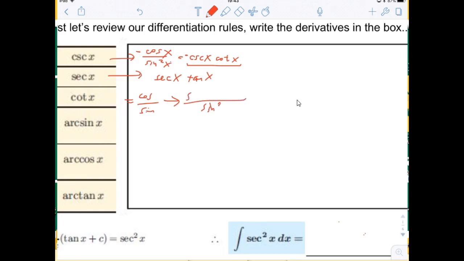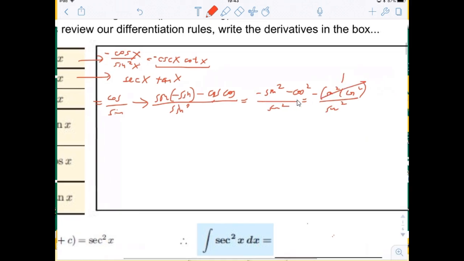And on the top, we'll have sine times the derivative of cosine, which is negative sine, minus cosine times the derivative of the bottom, which is also cosine. So basically what we have now is negative sine squared minus cosine squared, divided by sine squared. And the top, you can see, is negative sine squared plus cosine squared. Remember, sine squared plus cosine squared is 1. So this is negative 1 over sine squared.